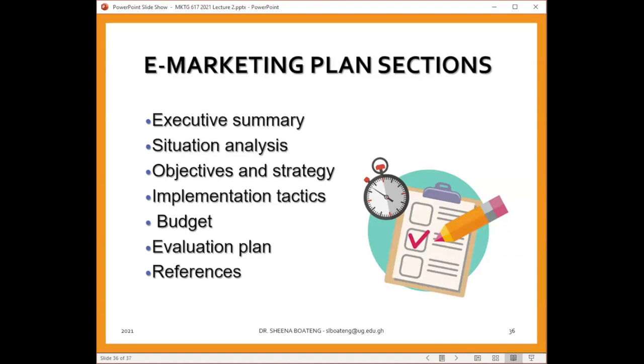And then the final section contains references, right? In case you used information from any specific source to be able to enhance the quality of your reports, you need to give them their due acknowledgement. So these are the sections I hope to see in your e-marketing plan when you submit it, once it's complete.